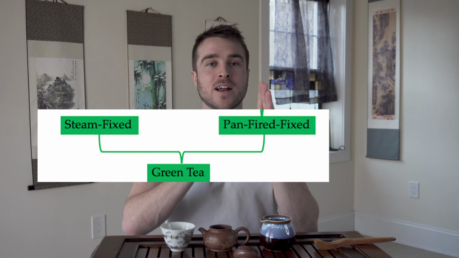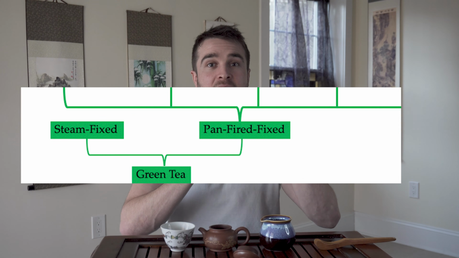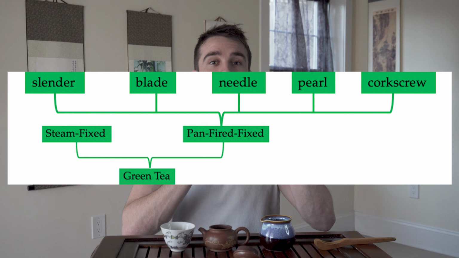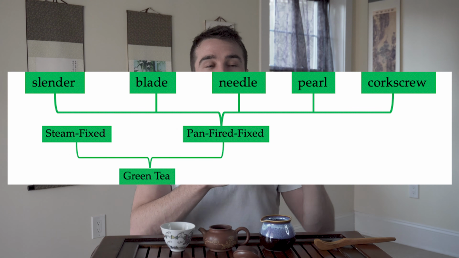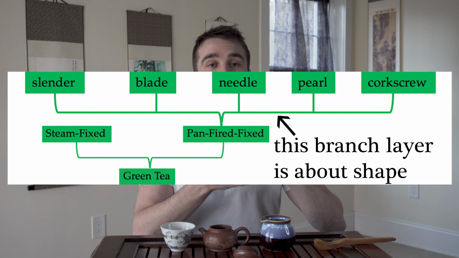At this point, the pan-fired green teas will fork about 5 different ways. And again, the different branches reflect different styles of processing. And these different styles of processing mostly have to do with the shaping of the green tea.